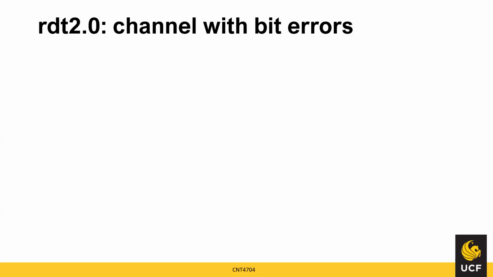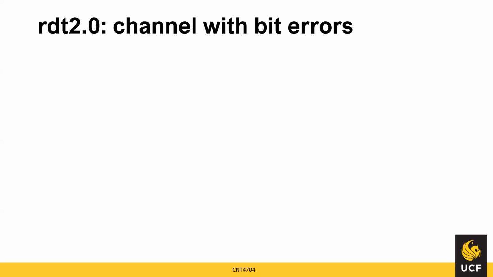So in RDT 2.0, we're not under the assumption that we have a perfect channel. There could be bits that are getting flipped, packets that can get lost. So to handle this, we will use the checksum, so the receiver can detect whether errors have occurred. But detecting is not enough. We need a way to recover. If we use the checksum and find out the packet does not belong to us, how do we recover from that?